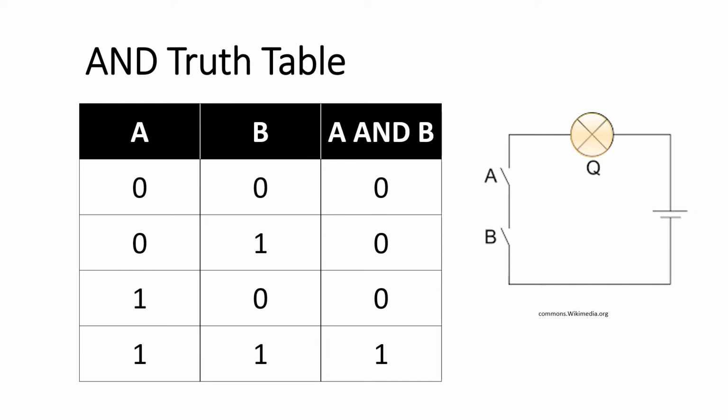And then we go and fill in what A and B must be. So if A is 0 and B is 0, A and B will be 0. Just think of the light switches being on or off. If A is switched off and B is switched on, the light bulb will still be off, so we get a 0. Third row, if A is switched on but B is switched off, the light bulb's still off, so A and B is 0. And only if A is 1 and B is 1, so both light switches are on, then we get a 1 on the output.